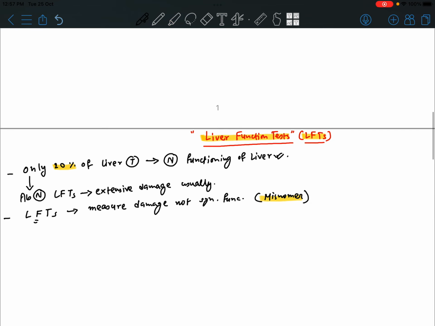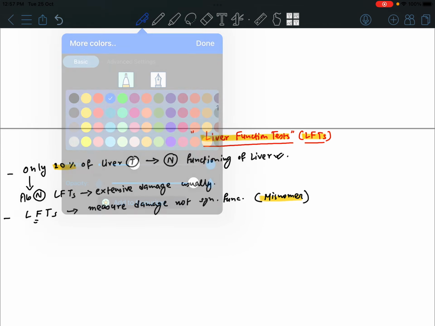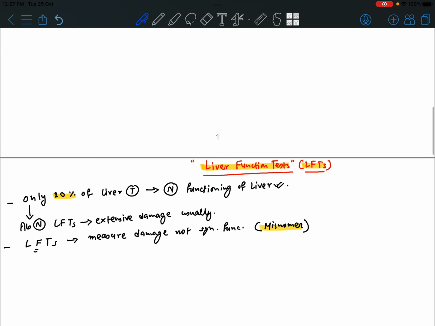Okay. Now why are we doing these LFTs? We need to know the clinical significances before going to the actual tests. Clinical significances of doing LFTs: first, to diagnose alcoholic liver disease.